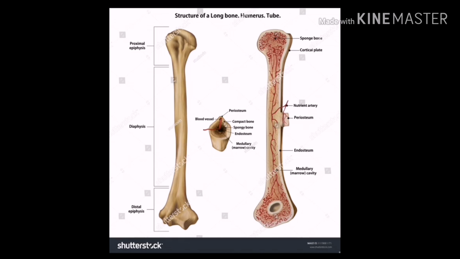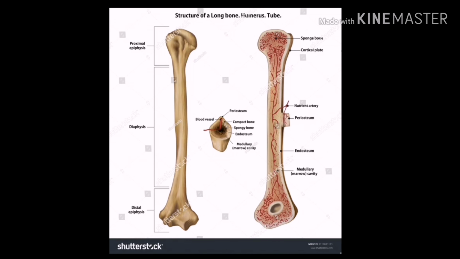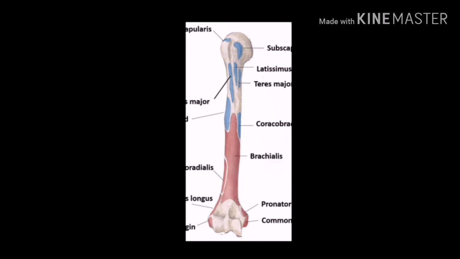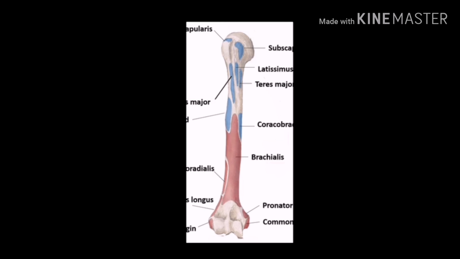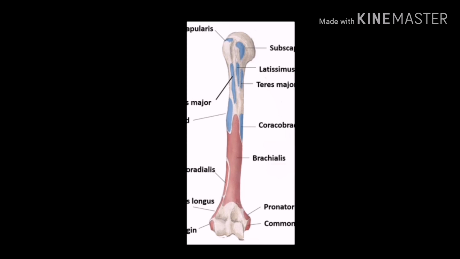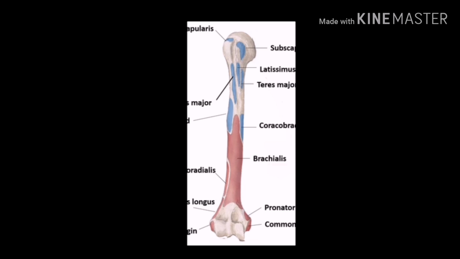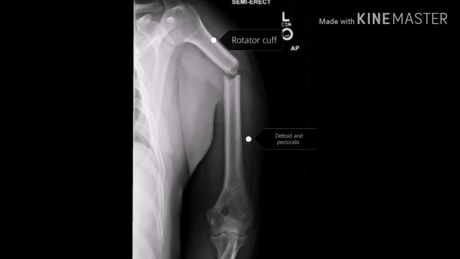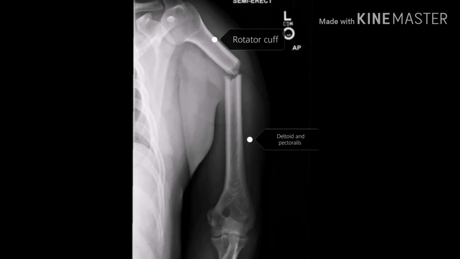The musculotendinous attachments of the humerus result in characteristic fracture displacements. So you should see, according to this, the teres major muscle, deltoid muscle, brachialis and biceps. For a fracture above the pectoralis major insertion, the proximal fragment will be abducted and rotated externally by the rotator cuff. The distal fragment will go medially and proximally by the deltoid and pectoralis major.